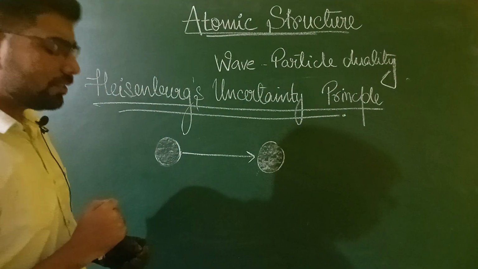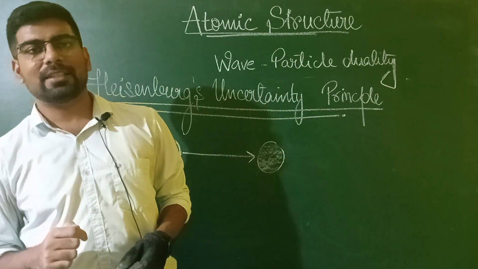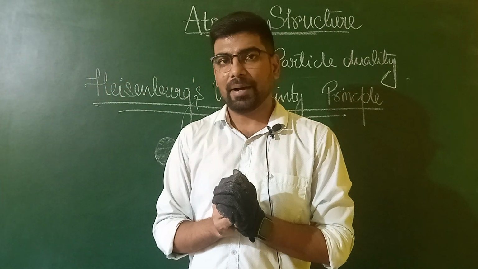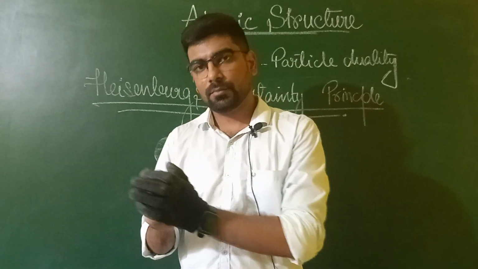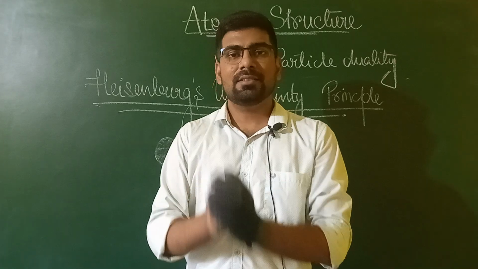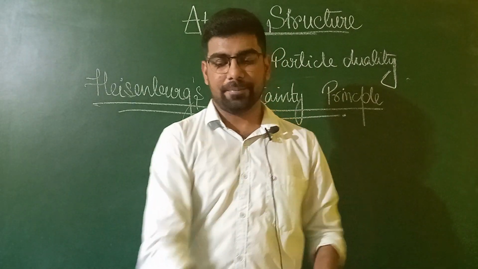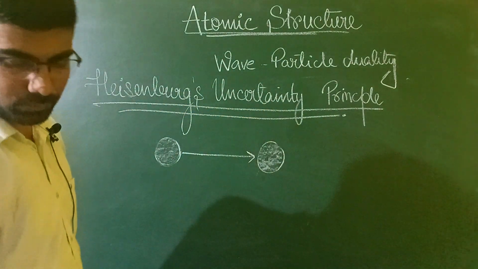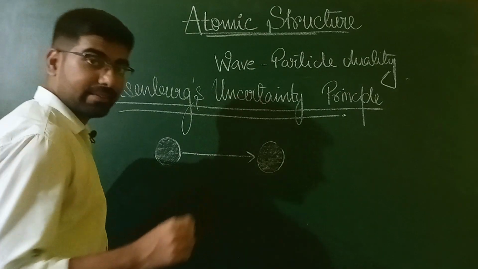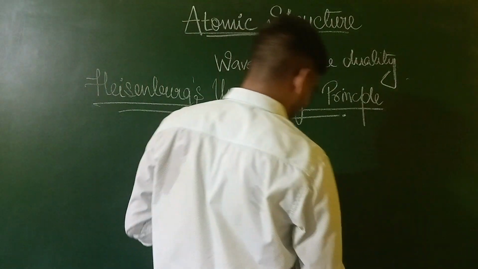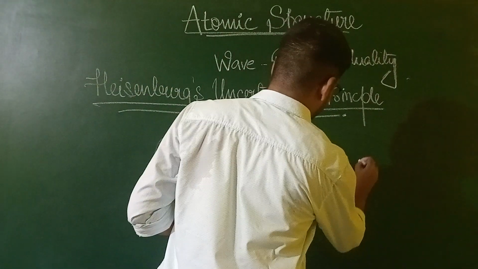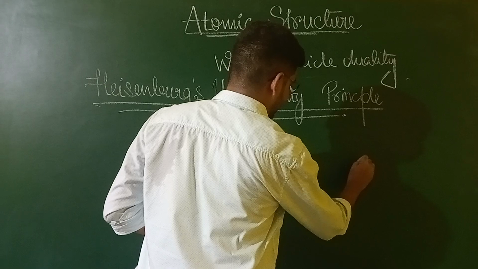But when it comes to a microparticle, Heisenberg said that we cannot determine the position and the momentum of a particle simultaneously and accurately. Okay? Why? Now the question comes, why? Now understand this. Let's say this is an electron.